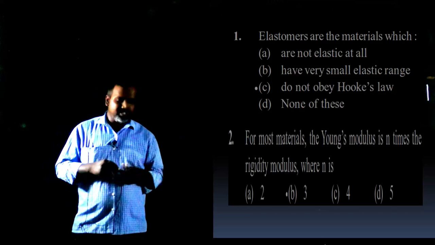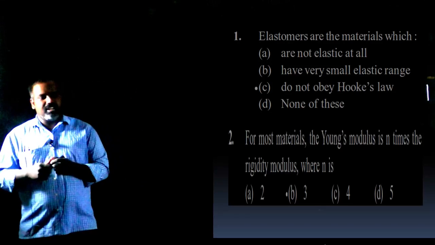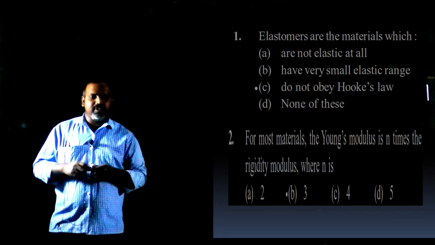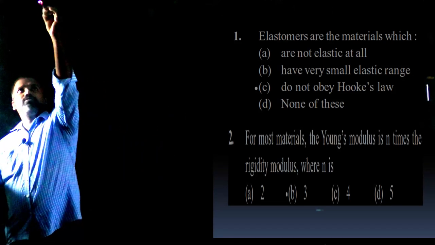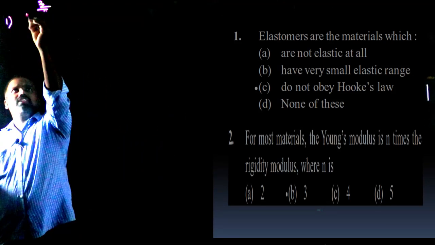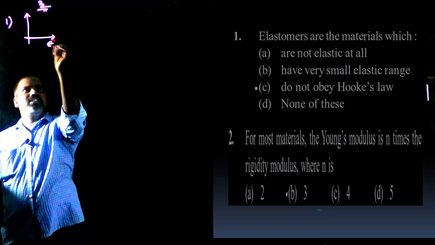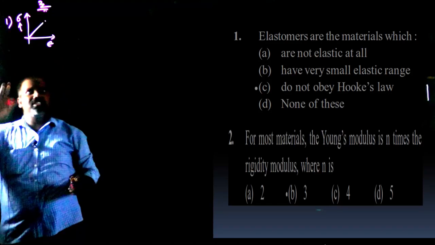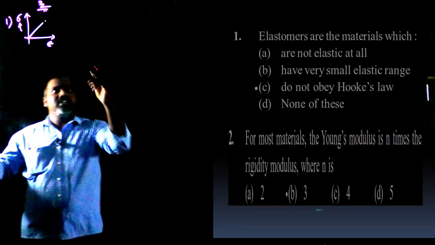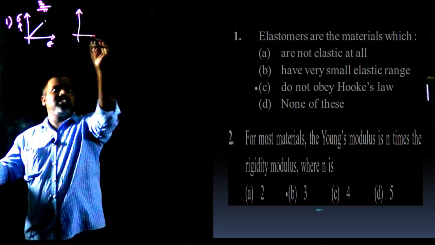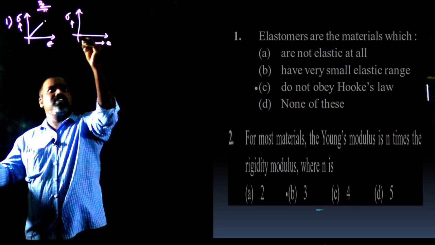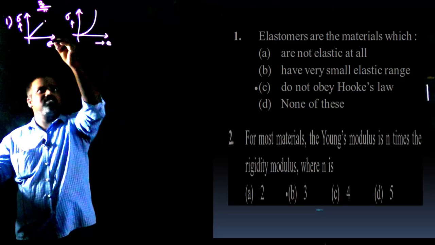Elastomers are the materials which are... So as we said, whenever the materials obey Hooke's law, just see the options. Whenever the materials obey Hooke's law, the graph between stress and strain is a straight line. This is for elastic materials which obey Hooke's law. But in the case of elastomers, which we discussed in the last theory class, the graph will be a curve. It is not a straight line.